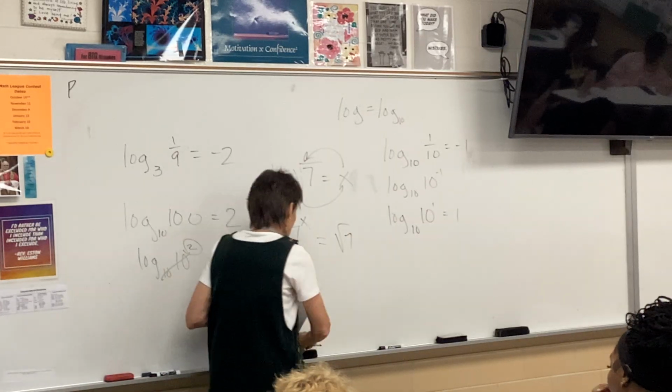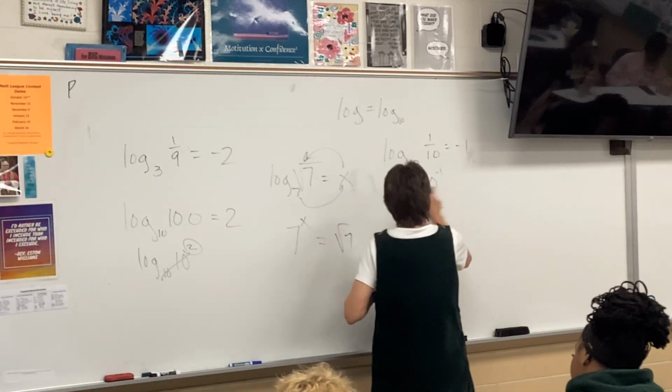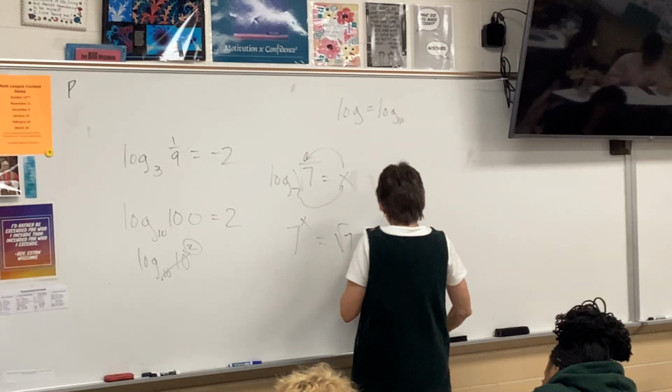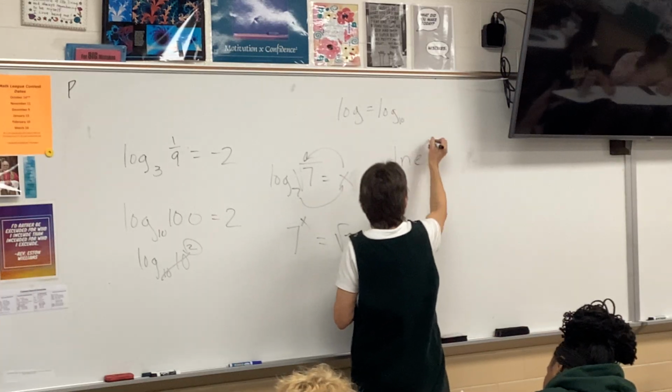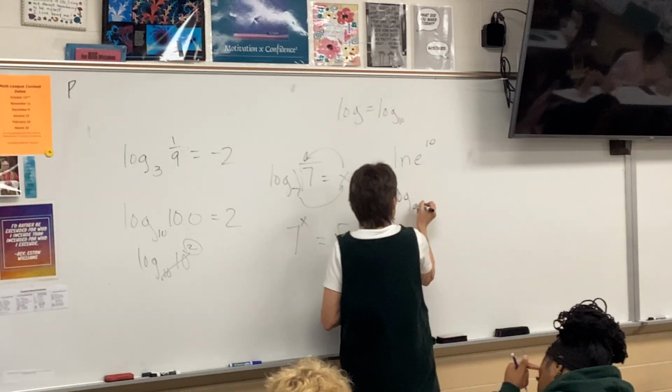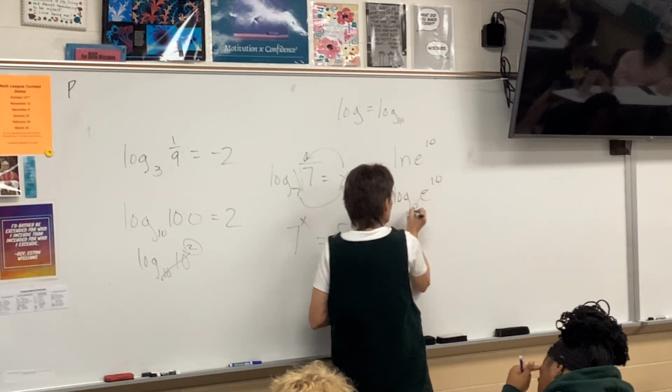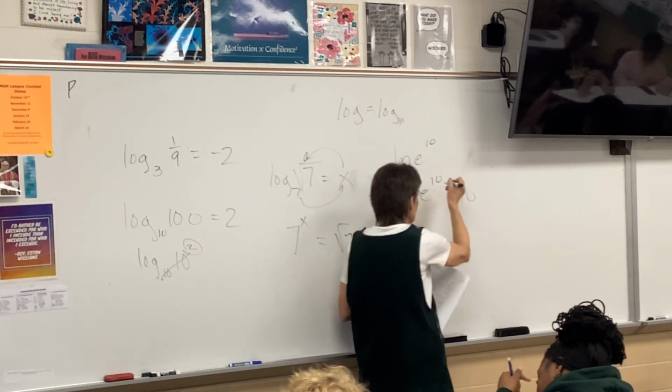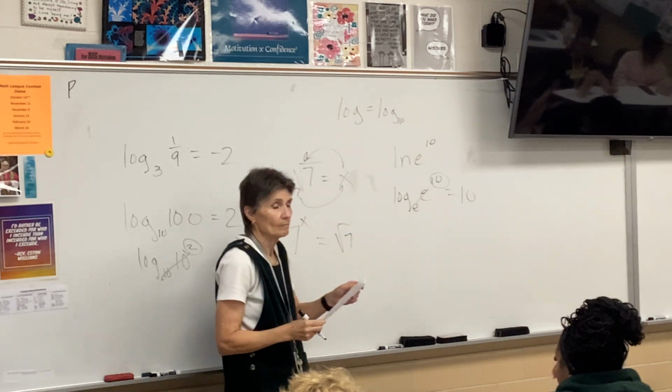All right, 15. Everybody in the room knows 15. It's 10. Because ln e to the 10th means log base e to the 10th. When those match, the answer is just that guy.